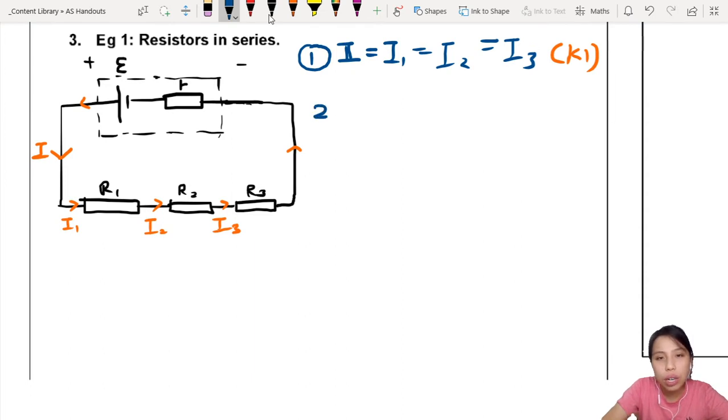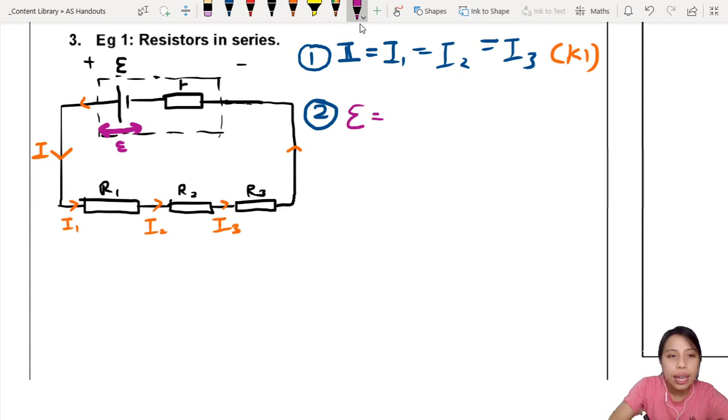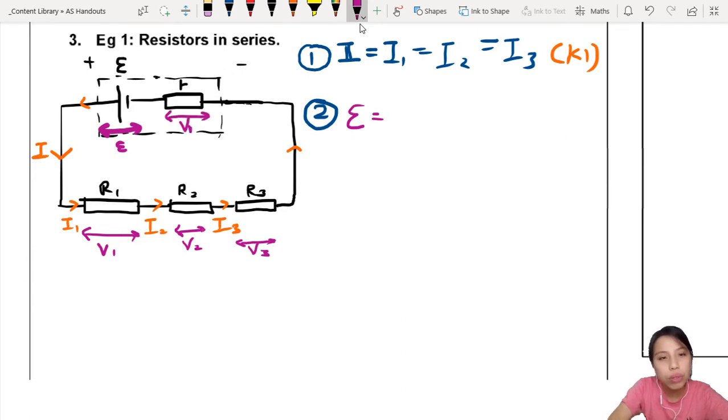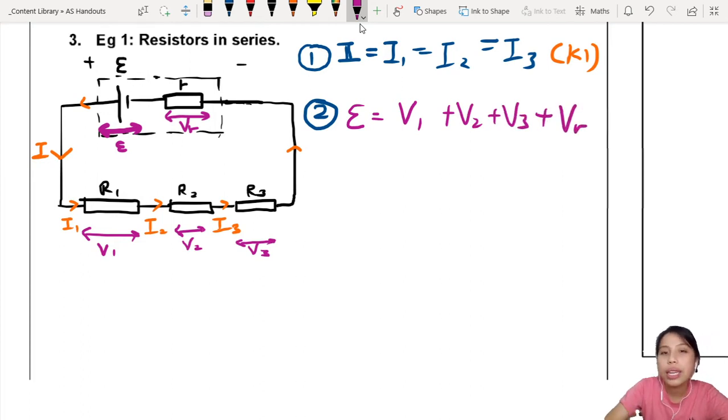Let's do another thing. Let's use Kirchhoff's second law. The second law says you have your potential drop across your EMF, this one here. Let's call this E. The total energy supplied to the circuit should be equal to all the potential drops. So you have this potential drop called V1, this called V2, this called V3, and of course this tiny one from the internal resistor, which is what we call the lost volts. You have EMF, but you lose some lost volts, so what actually goes to your resistors is a little less. So if you add them all together, EMF equals V1 plus V2 plus V3 and also V r, if you want to take that into consideration.